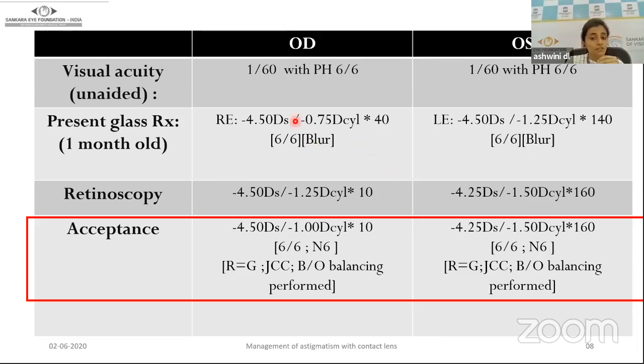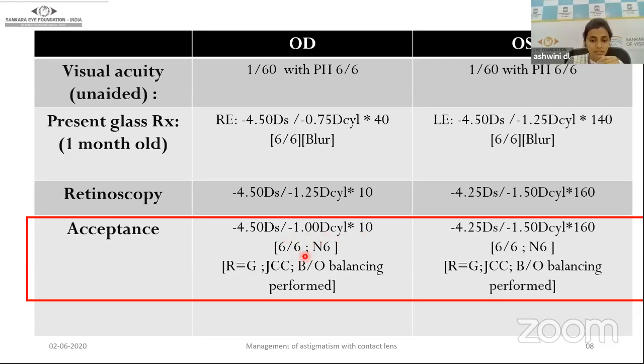Again, when the patient was complaining about the blur though she was seeing 6/6, we did the objective retinoscopy, in which we got the value of minus 4.5 diopter spherical, minus 1.25 diopter cylinder, with the axis of 10 degrees. Compared to her glass prescription, there was around a 20 to 30 degree axis difference. In the left eye, when we did retinoscopy, we got minus 4.25 diopter spherical with a cylinder of minus 1.5 with the axis of 160. So again, we did the subjective acceptance with the power of minus 4.5 diopter spherical, minus 1 diopter cylinder with the axis of 10 degrees.